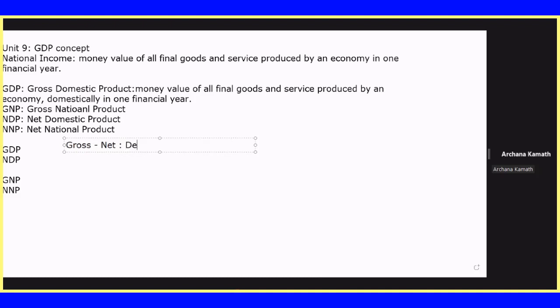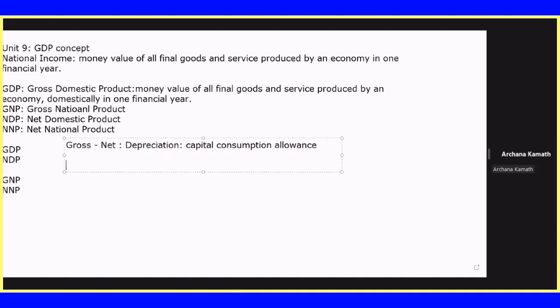Here, the difference between gross and net is nothing but depreciation. Depreciation is nothing but the capital consumption allowance. What this means is, as and when you use capital for a long period of time, the asset value of that capital is going to decline because of your usage. That is known as capital consumption allowance. Gross includes depreciation and net excludes depreciation.